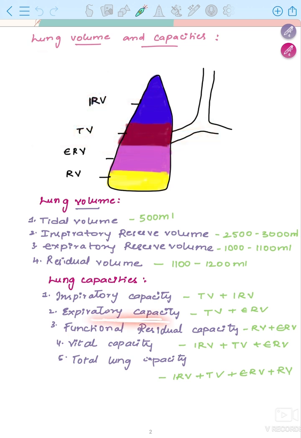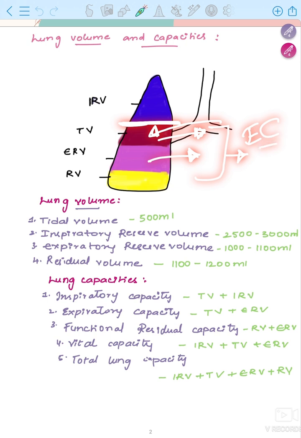What is expiratory capacity? Again, the lung is challenged for maximum expiration. Normal inspiration has taken place, this is the volume of lung, right? Now normal expiration will occur, plus the additional volume of air which is expired forcefully. This is the maximum expiration, that is expiratory capacity. Tidal volume plus expiratory reserve volume is known as expiratory capacity.